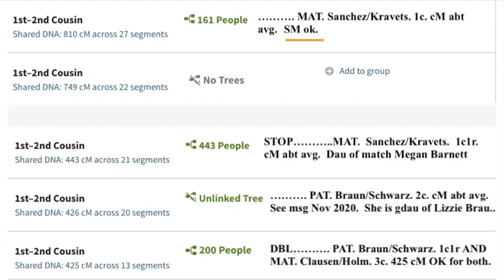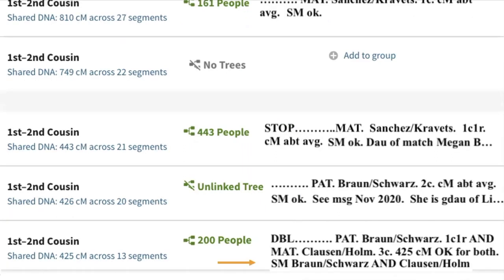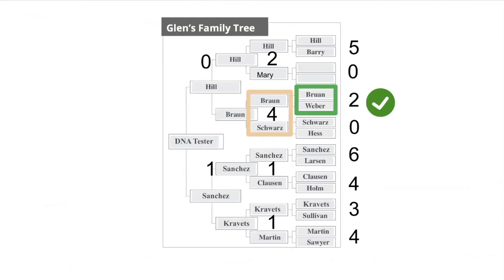And going back to Glenn's overall match list, you can see we just keep going and doing this for the rest of the matches. Most of them are going to have this same short notation that the shared match is checked out okay. When you hit a match with the double relationship, get a little bit more specific by writing the names of the ancestor couples that appear in the notes on the shared match list.